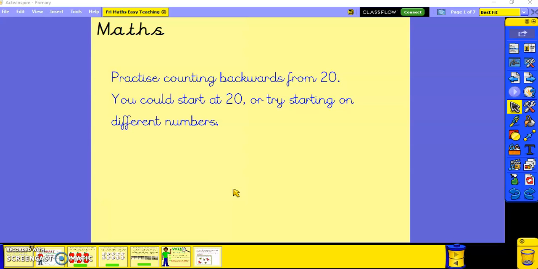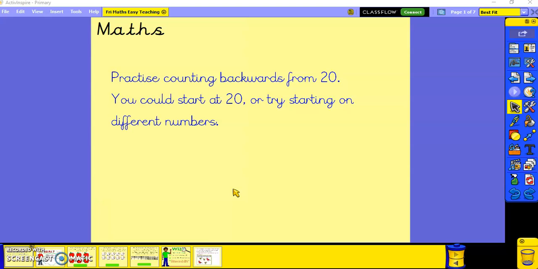Right, now we've counted back from 20, we've counted back from 13, we've counted back from 15. This time, can you count back from the number 18 all the way to the number 0? So starting on 18, 17, and pause the video.